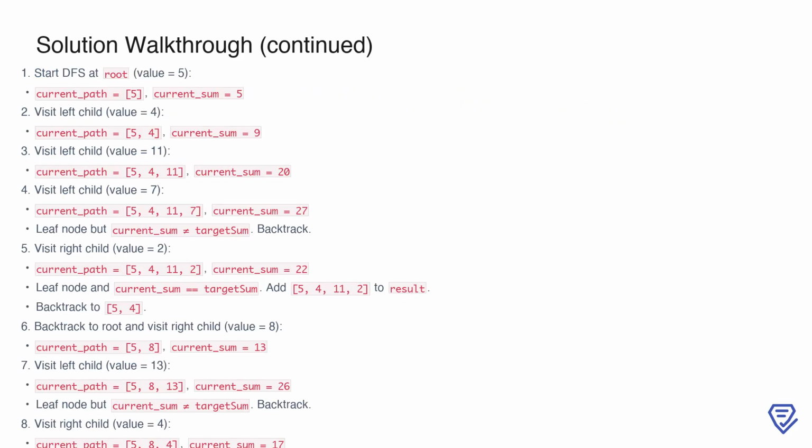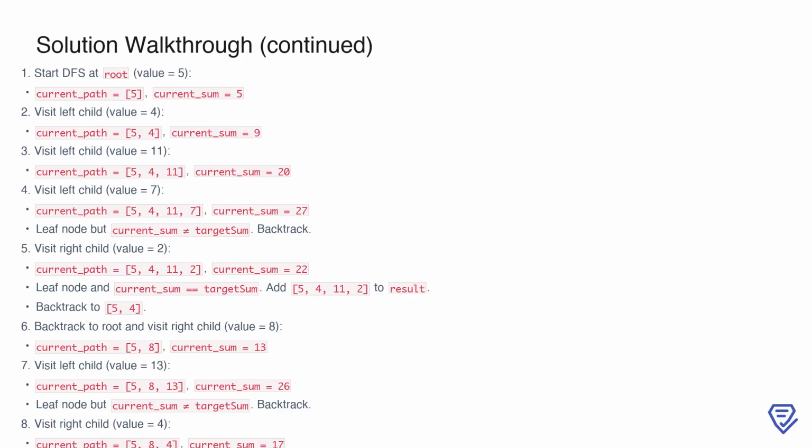To begin, we start the DFS traversal at the root node, which has a value of 5. Here, the current path is just 5, and the cumulative sum is 5. Moving to the left child with a value of 4, we add this to the path, updating it to 5, 4, and the cumulative sum becomes 9. Continuing further down to the left child with a value of 11, the path becomes 5, 4, 11, and the cumulative sum increases to 20.